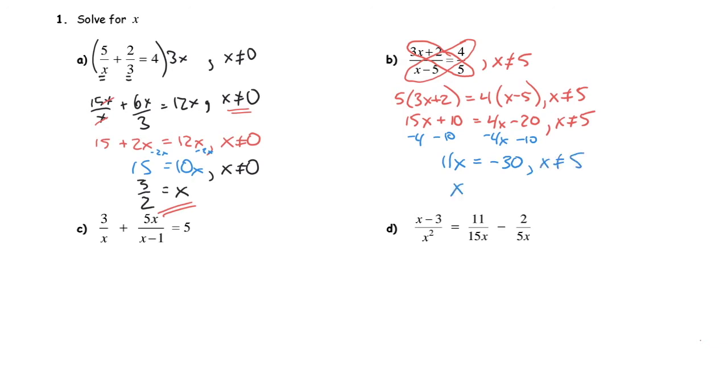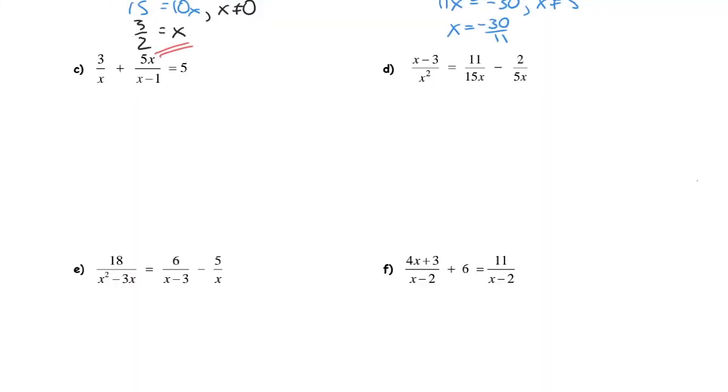Now I'm going to divide both sides by 11, and I'll get negative 30 over 11. And that isn't equal to 5. So there we go. My solution here is x is equal to negative 30 over 11.